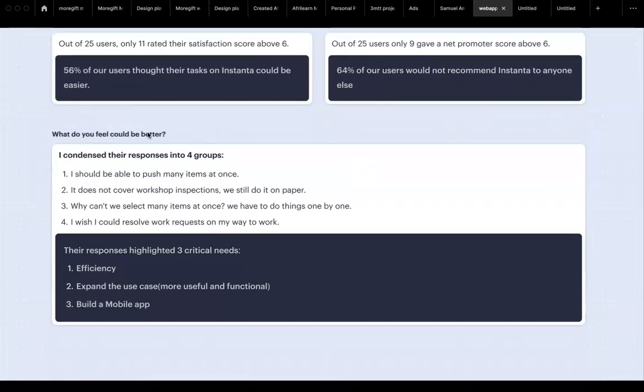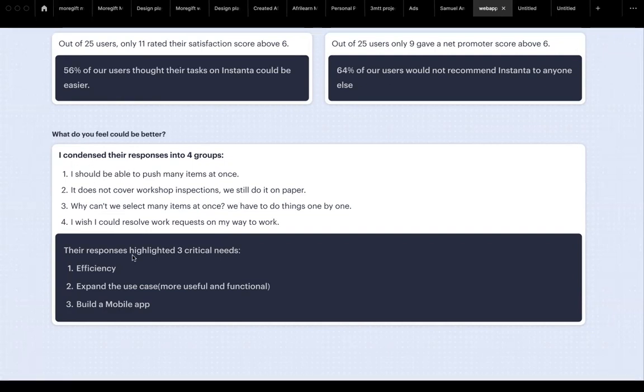So what do you think would be better? This was a summary of all the answers that came in, summarized into just 4 groups of people that answered. I should be able to push many items at once. It does not cover workshop inspections. We still do it on paper. Why can't we select many items at once? Why do we have to do things one by one? I wish I could resolve my work request on my way to work. So you see the summary.